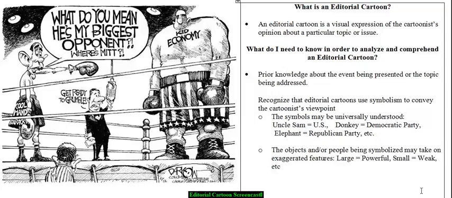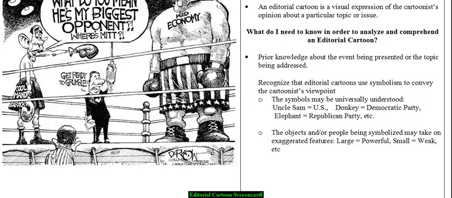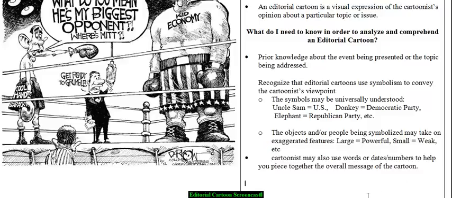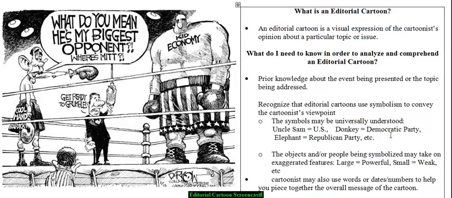You can also expect to see that the cartoonist may use symbols in the form of exaggeration, such as large objects representing power, small objects representing weakness. And finally, another key feature that you need to be looking for in all editorial cartoons would be that the cartoonist may also use words or dates or numbers to help you piece together the overall message of the cartoon.